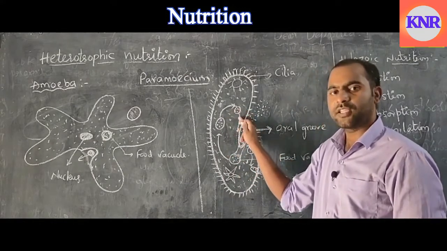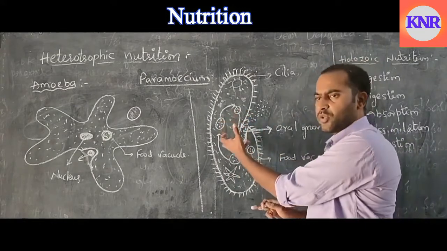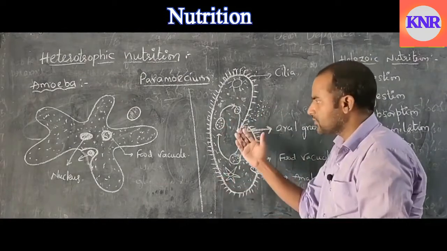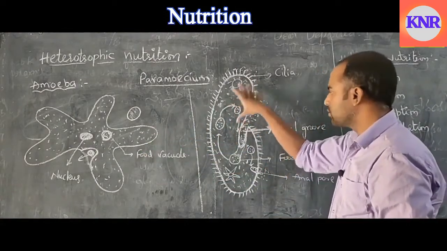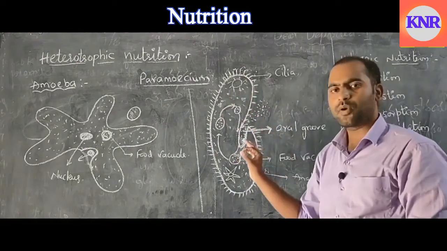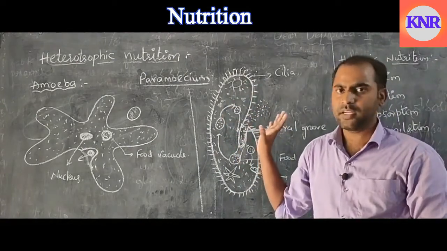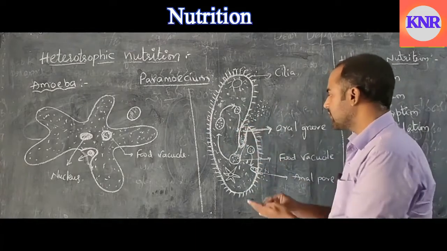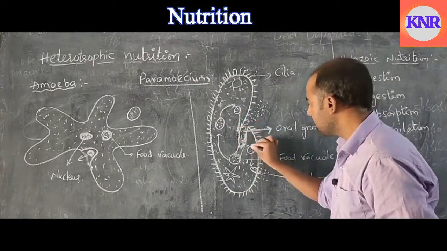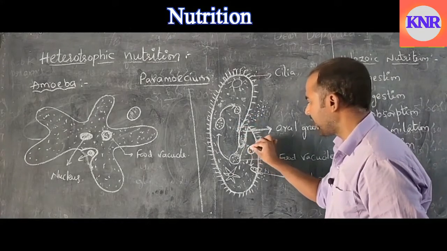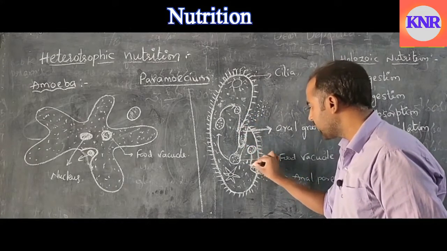After digestion, through the simple diffusion process, as in amoeba, the food will be distributed throughout the cytoplasm by diffusion. Then the waste material will be present inside the food vacuole and that will be taken near the anal pore.